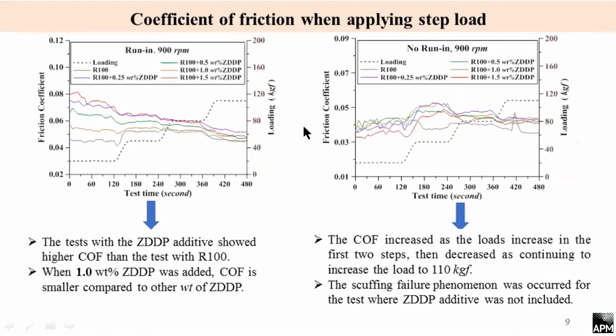Here is the coefficient of friction when we apply the step load with the presence of the running process and without the running process. In the first figure, you can see the test with the ZDDP additive has a higher coefficient of friction than the test with the original oil.